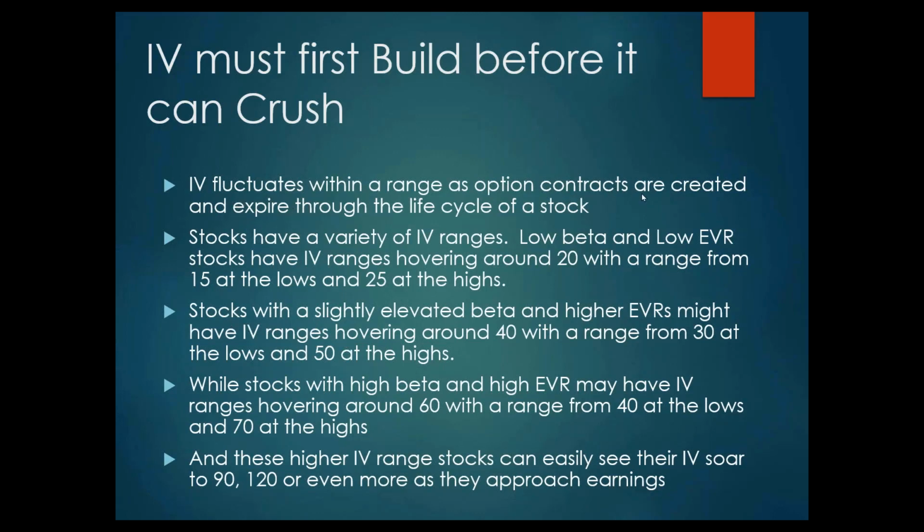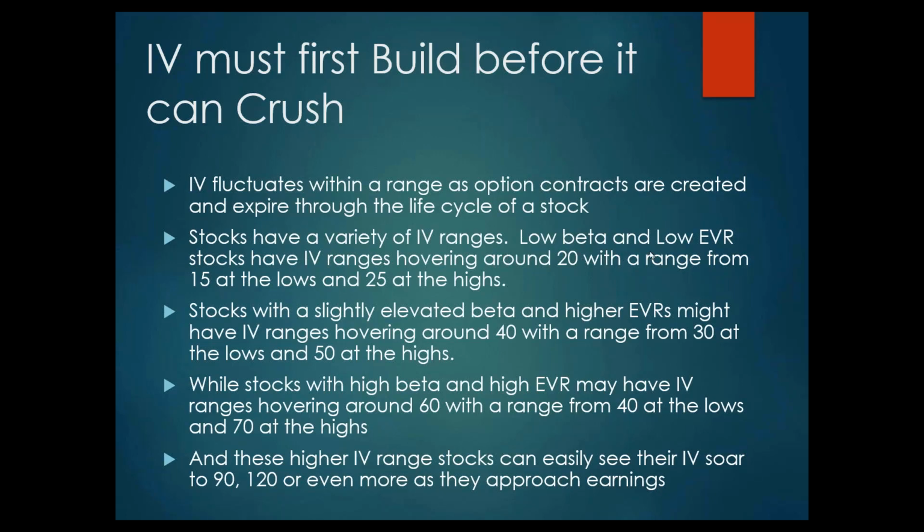IV fluctuates within a range as options contracts are created and expire through the life cycle of a stock. So the chart IV study illustrates this better than looking at the options chain showing all of the different options expiration cycle implied volatility. Stocks have a variety of IV ranges.